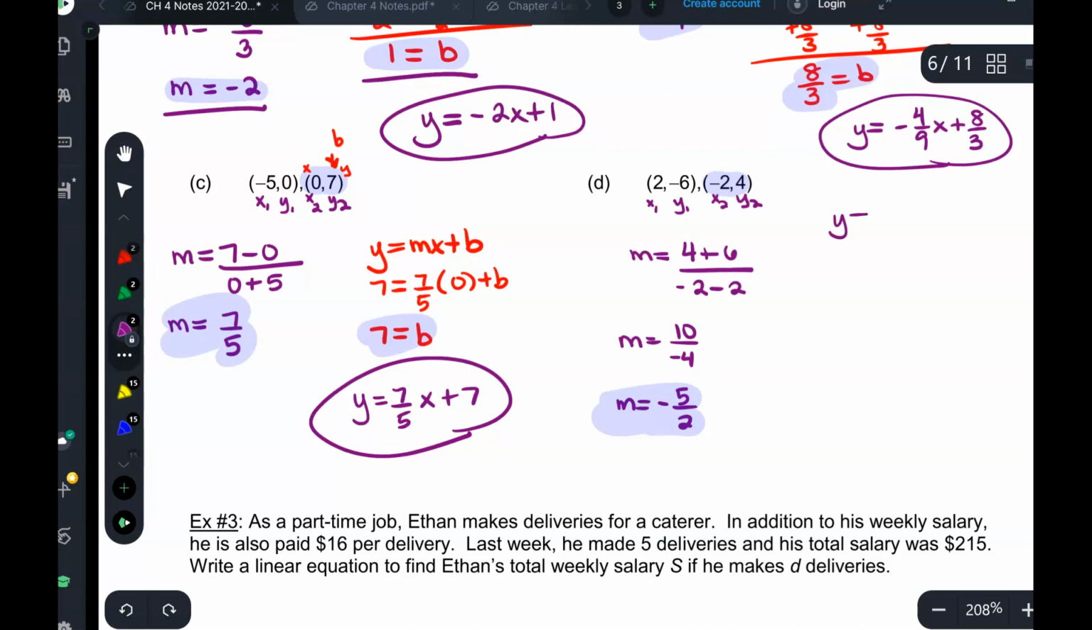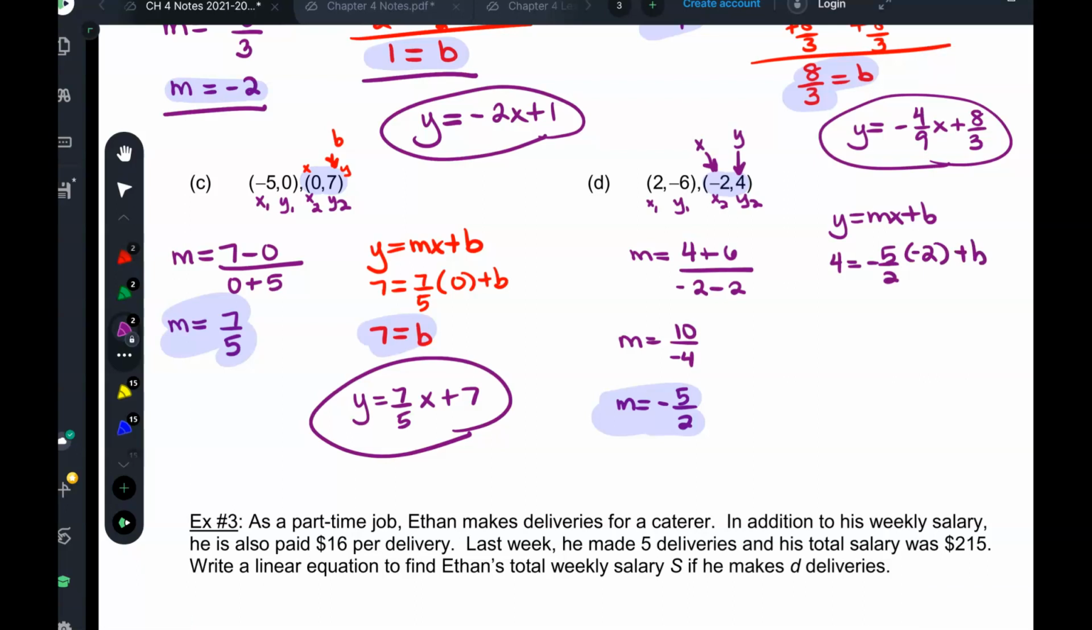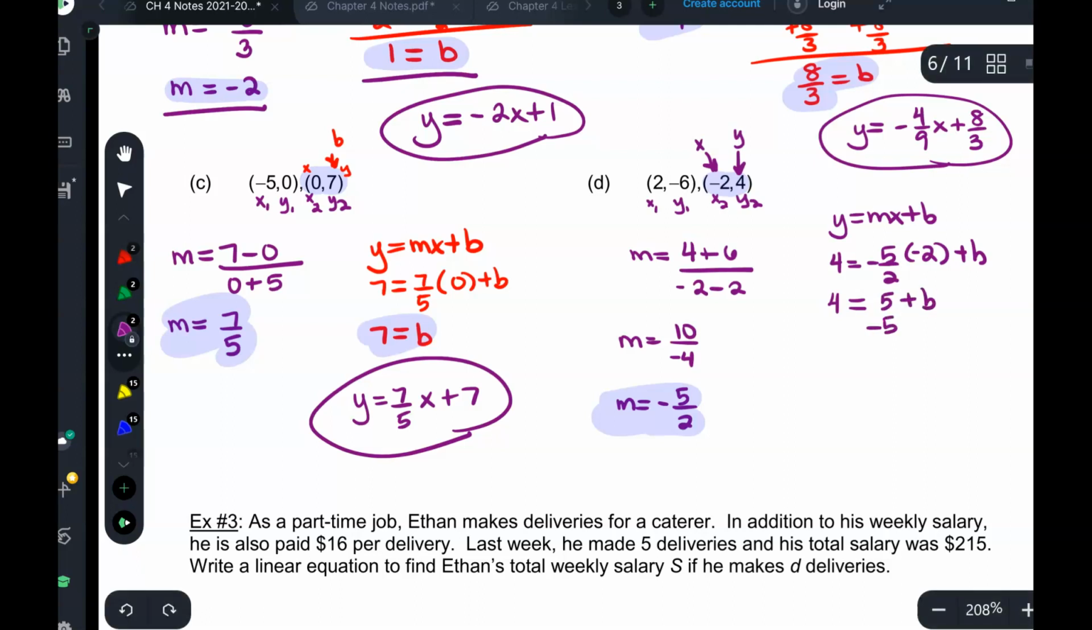So again, it's y equals mx plus b. So I'm going to substitute in y is 4, m is -5/2, x is -2, and then plus b. So 4 equals, the 2's would actually cancel, so I'll just get a +5 plus b. Subtract 5 from both sides, and we get -1. Now we have m, we have b, so we're just going to put that all together: y equals -5/2 x minus 1.